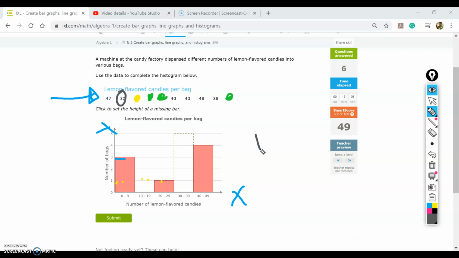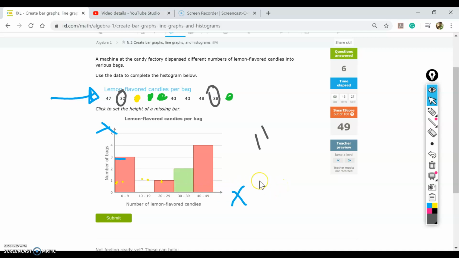30. Do we have 32? No. 33, 34, 35, 36, 37. Oh, we have 38. So how many bags from 30 to 39 candies do we have? Only 2 bags. So because of that, I would just go here and type 1, 2.